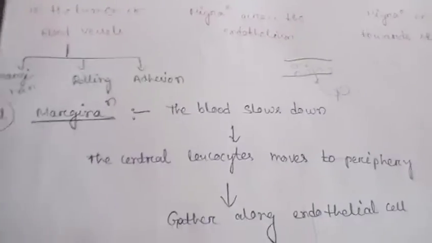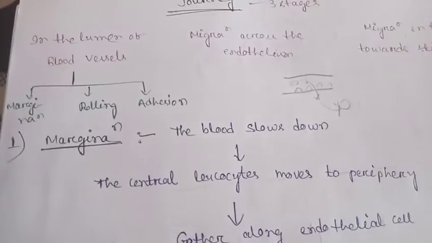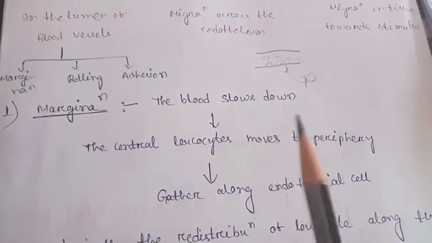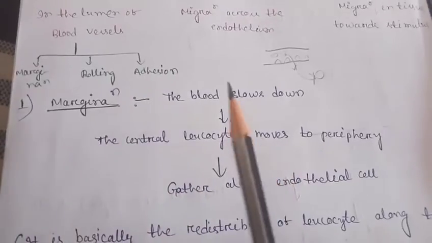How does this occur? First we discuss what happens in the lumen. Margination means the blood flow becomes sluggish or slows down.